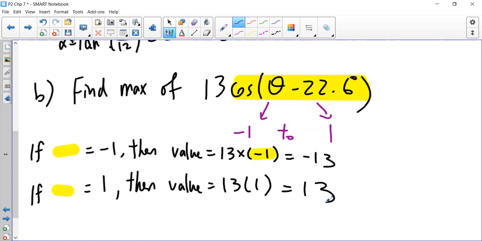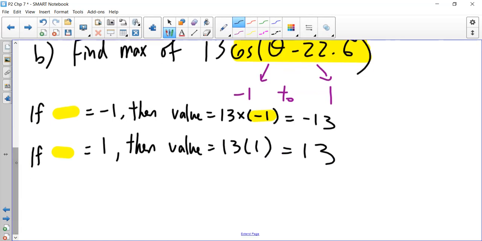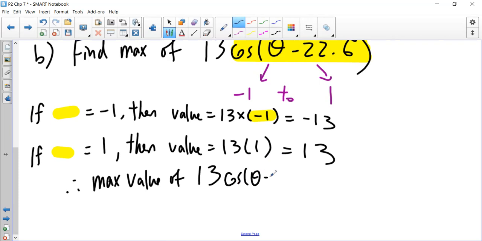So now the question wants a maximum. So which is maximum? The maximum. Therefore, the max value of the whole thing, of 13 cos theta minus 22.6 degrees, is 13. And that's the answer. That's the maximum value of the whole thing.